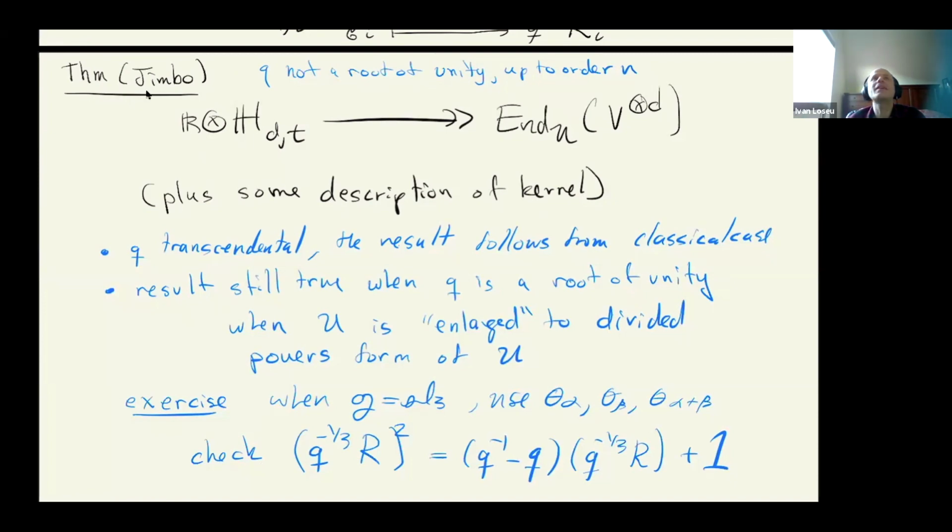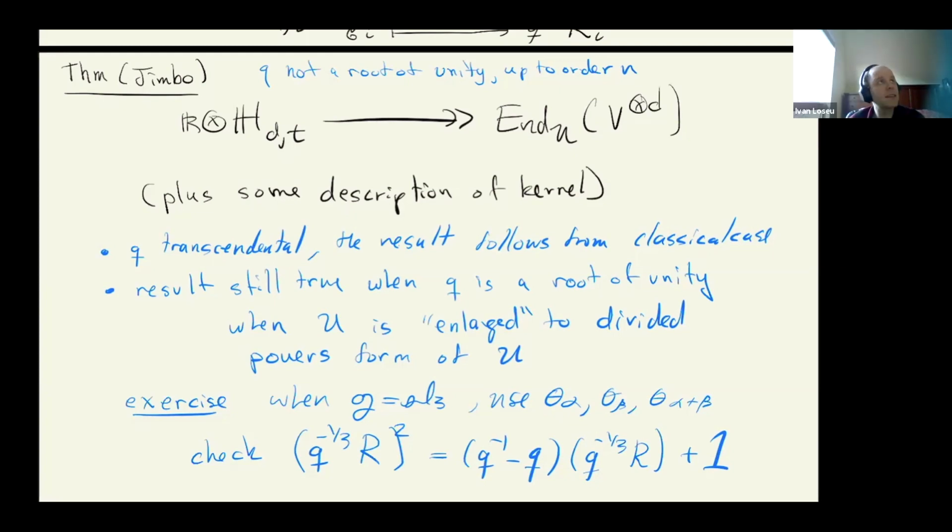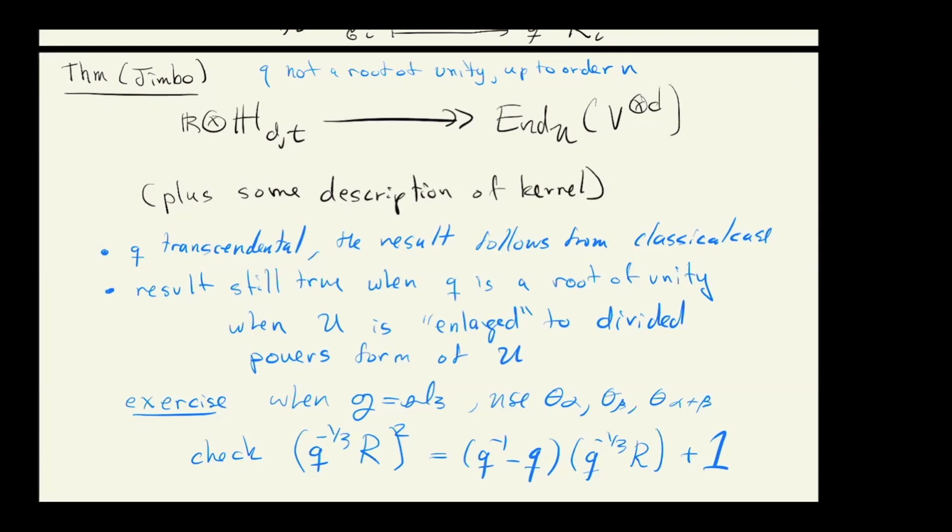So how does this work? It's a quantized symmetric pair. So it's a certain co-ideal subalgebra in the usual quantum group of... no, this is for classical types. For classical types, yes. Not for exceptional, you cannot do it at all, I think.